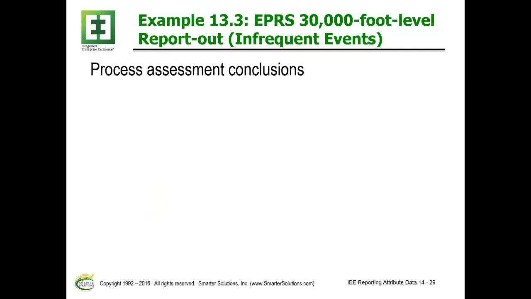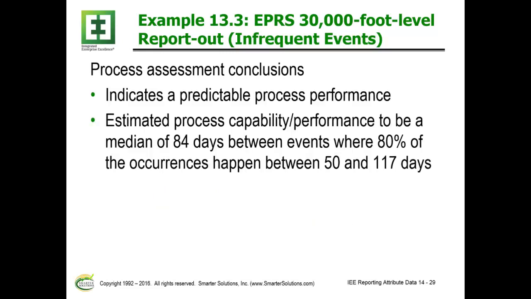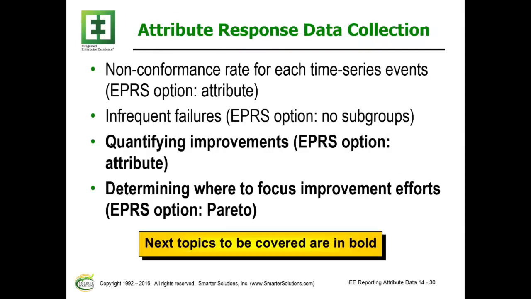So you can get quicker feedback with this sort of metric tracking. Predictable process, and like I said, 84 days between events, and 50 to 117 days is when 80% of the events occur. In other words, 4 out of 5 times it's going to be within that range. So let's now look at quantifying improvements.